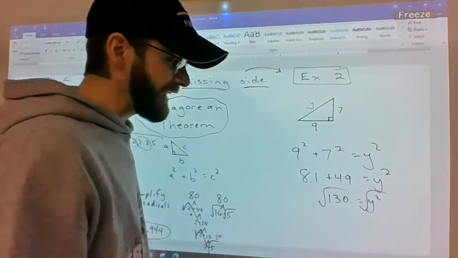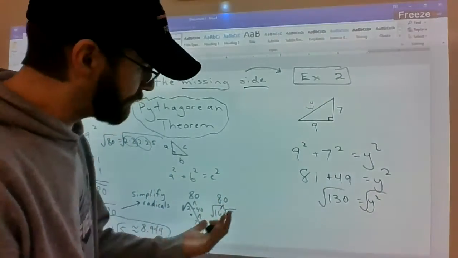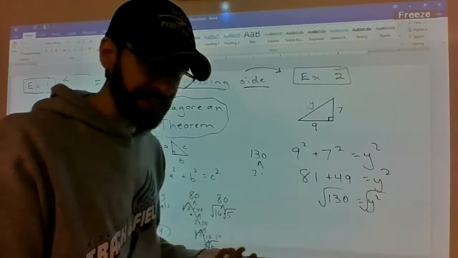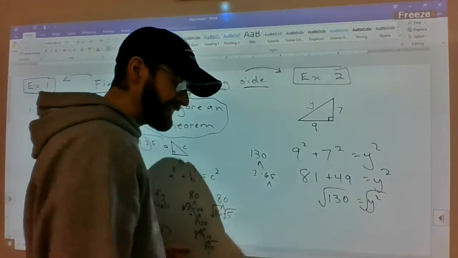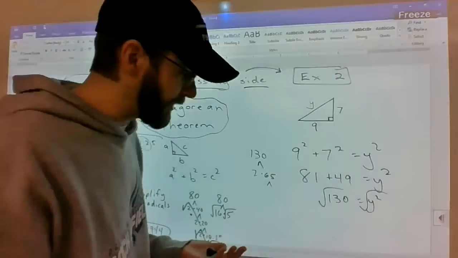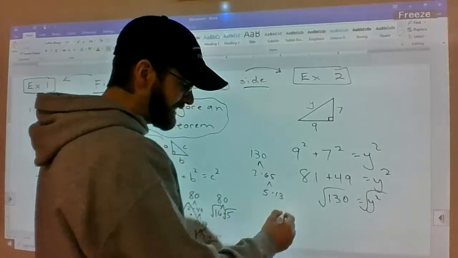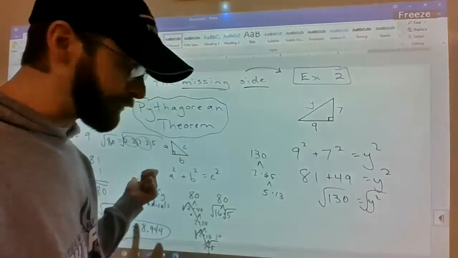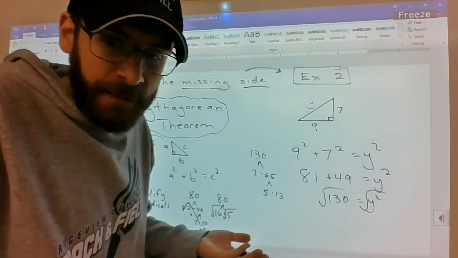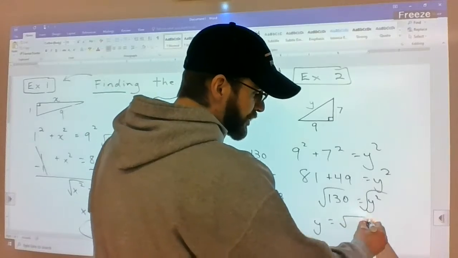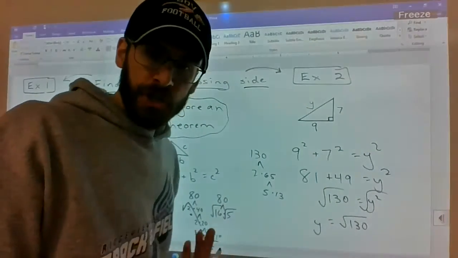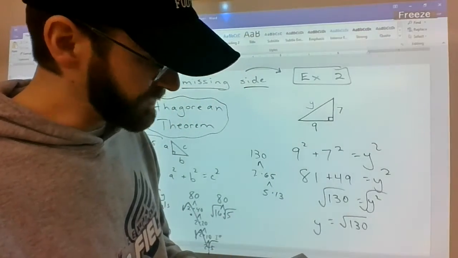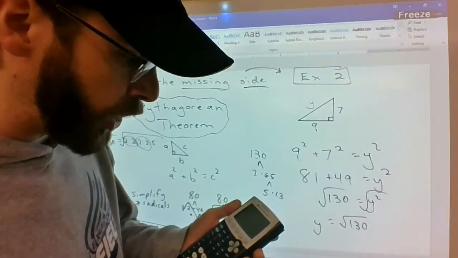Root 130 doesn't end up actually breaking down any further. Sure, 130 is even, so I can cut it in half. Half of 130 is 65. But beyond 65 is kind of a funky number. You get 5 times 13, and these are both prime, and there's no doubles of the prime numbers to take out of the root. So you can't simplify it anymore. Root 130 is the simplified version of that radical number. And the square root of 130 as a decimal is going to be 11 point something. 11.402.